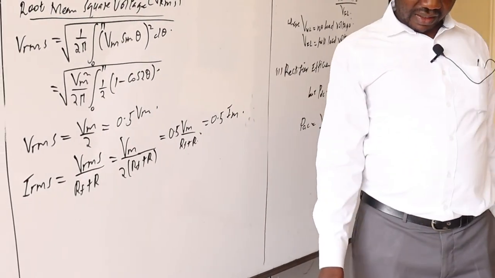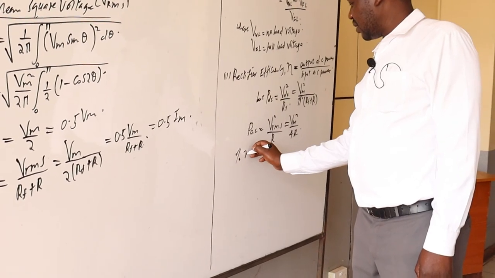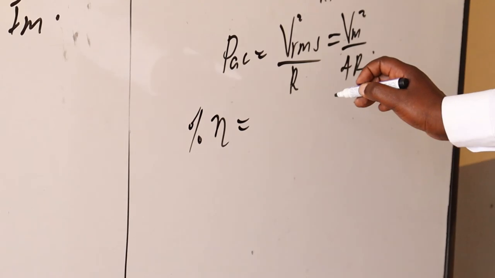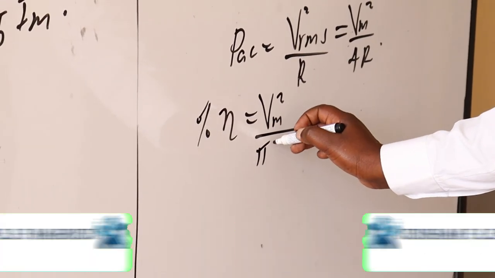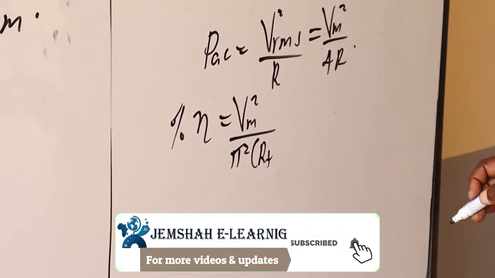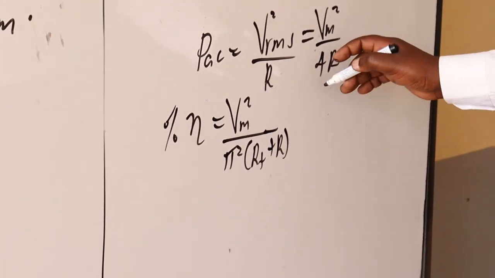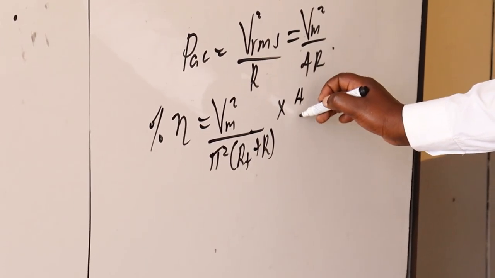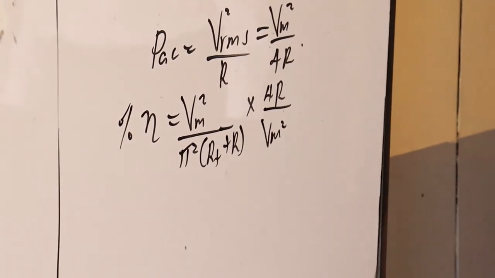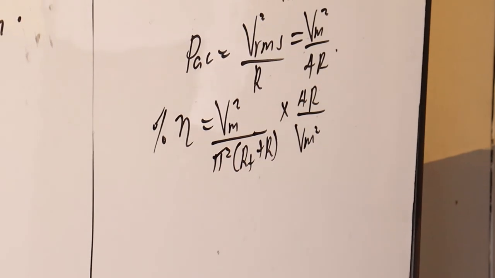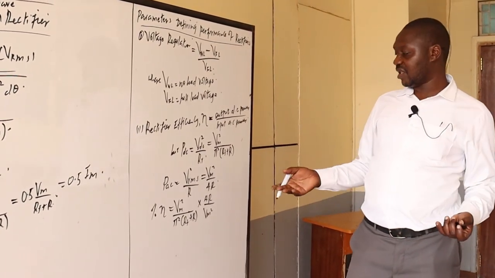So now to get our efficiency, which we say percentage efficiency, percentage efficiency will be given by Vm squared all over pi squared times Rf plus R, divided by, so we shall multiply by the reciprocal, which is 4R all over Vm squared. I know you may be asking that in the PAC, why are we not considering Rf? Actually, normally for the AC, Rf is very small and negligible, so we neglect it.